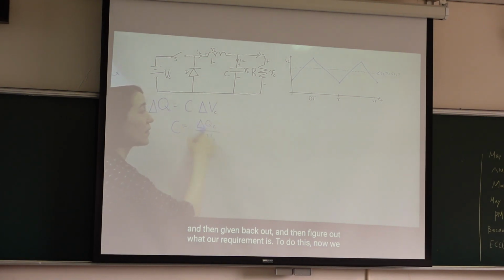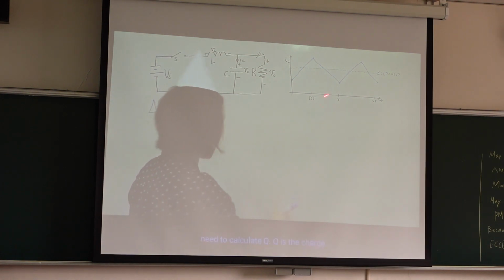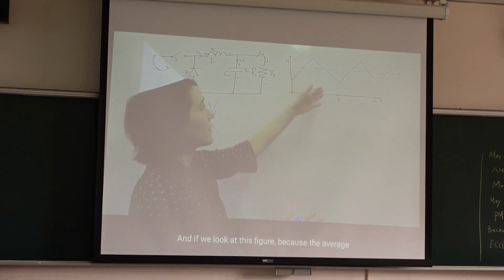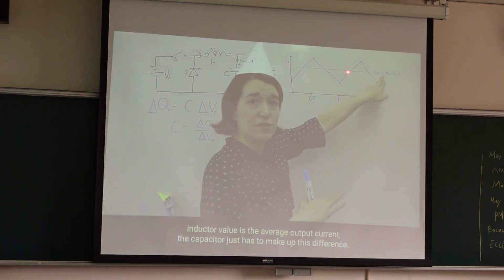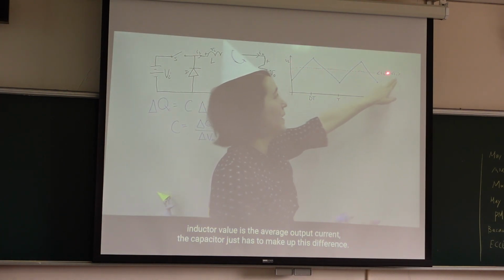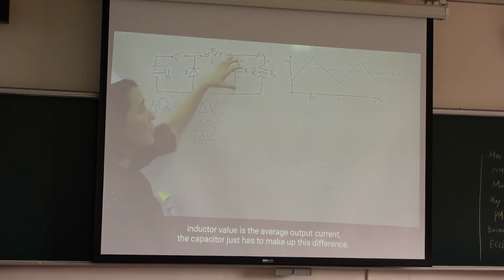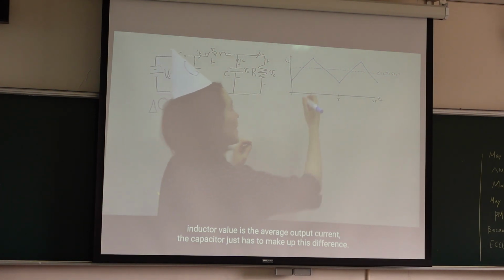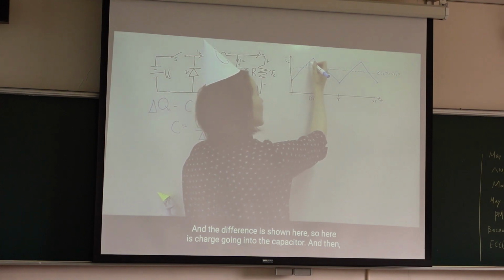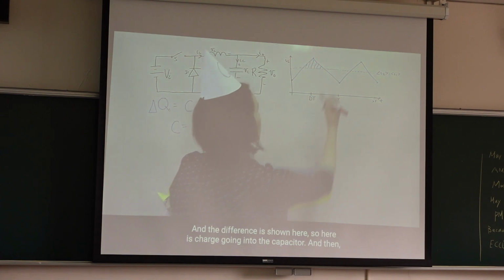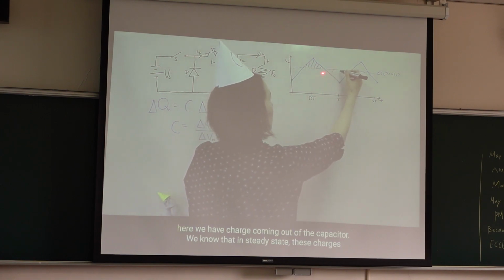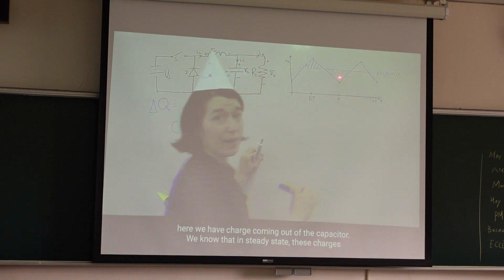Okay. To do this, now we need to calculate Q. Q is the charge. And if we look at this figure, because the average inductor current is the average output current, the capacitor just has to make up this difference, and the difference is shown here. So here's charge going into the capacitor, and here we have charge coming out of the capacitor.